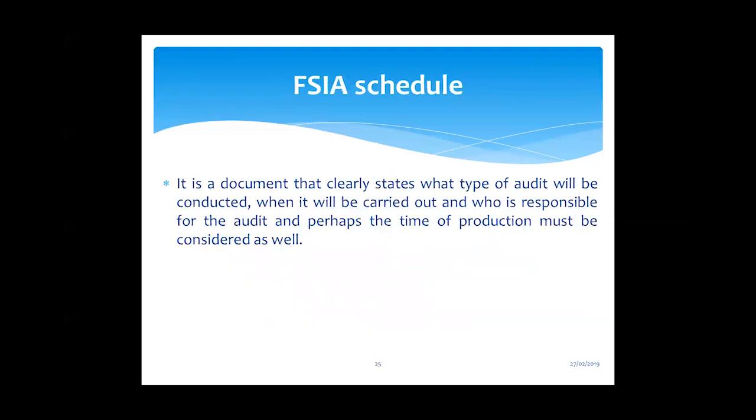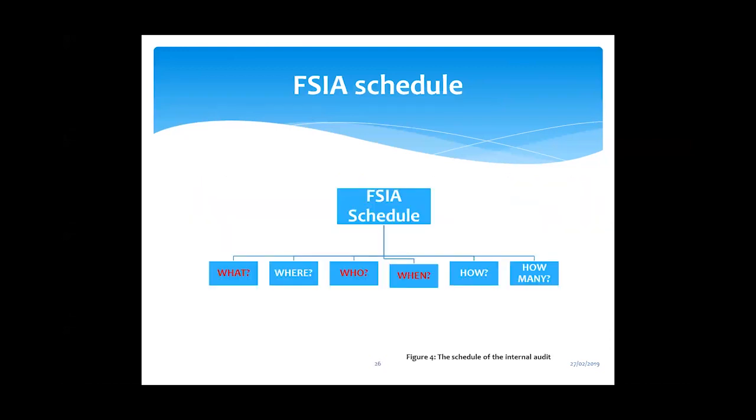I will just now talk a little bit about the food safety internal audit schedule. This is a document that clearly states what type of audit will be conducted, when it will be carried out, who is going to be responsible for the audit, and also perhaps the time of production must be considered when conducting the audit, so that the auditor can see the process whilst the audit is being conducted. So they can actually pick up any non-conformities which may exist. So this is a model of a food safety internal audit schedule.